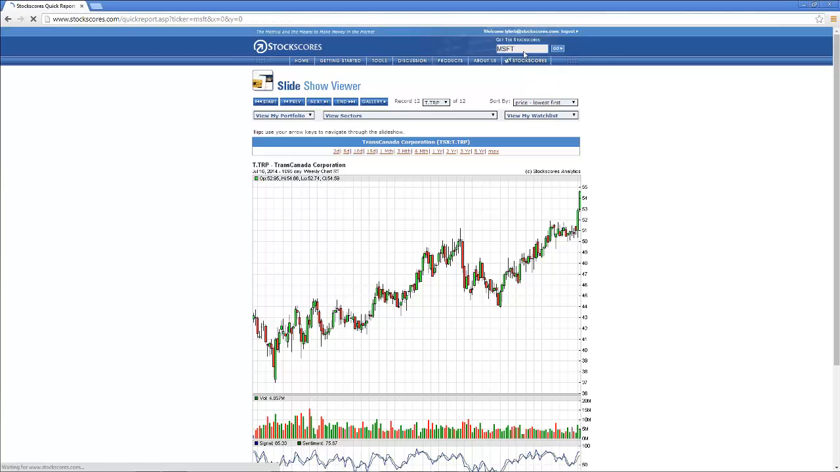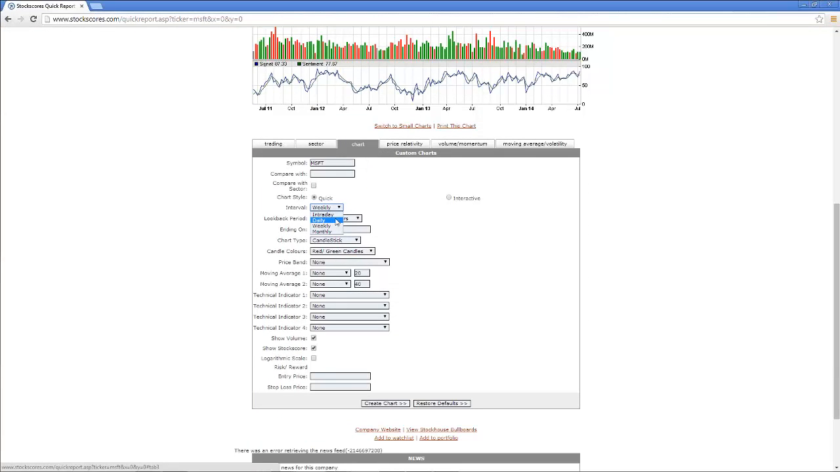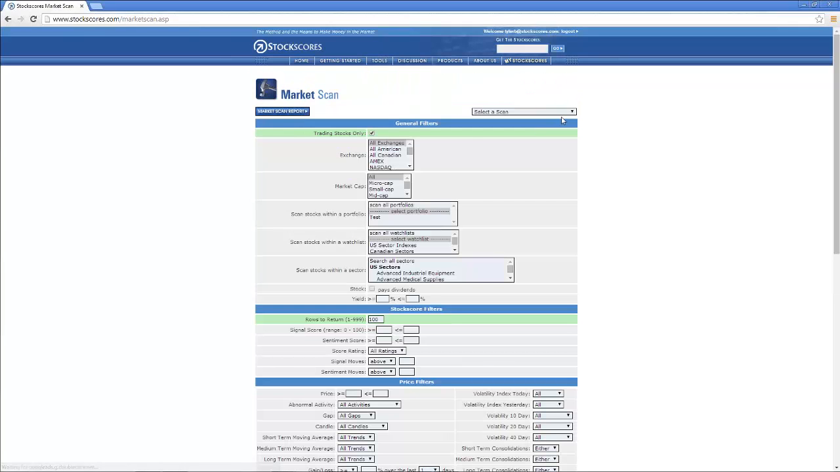So pull up any chart, go down to the charting tab, and let's change this back to daily and make it an 8-month chart. And click on Create Chart. Now we have set our default to an 8-month daily chart. Now when I go into the Market Scan tool, I'm going to this time select the Stockscores Simple strategy. So not the weekly, but the Stockscores Simple.